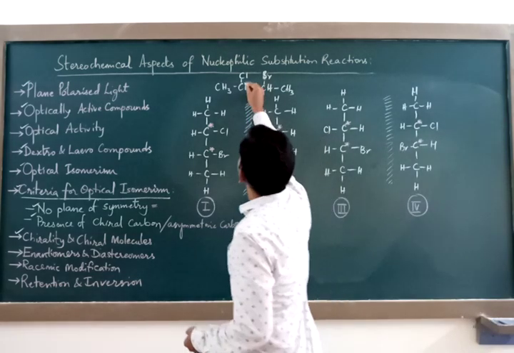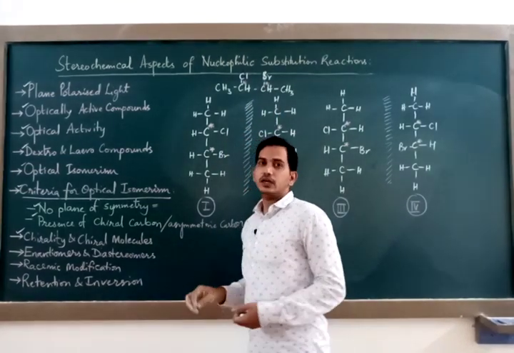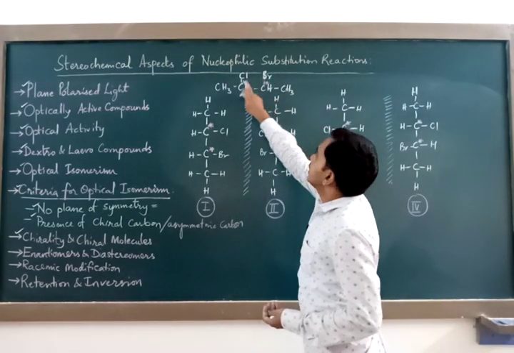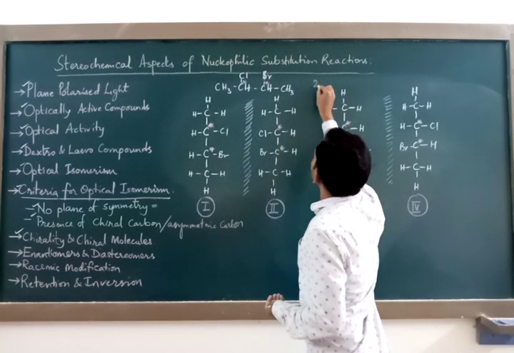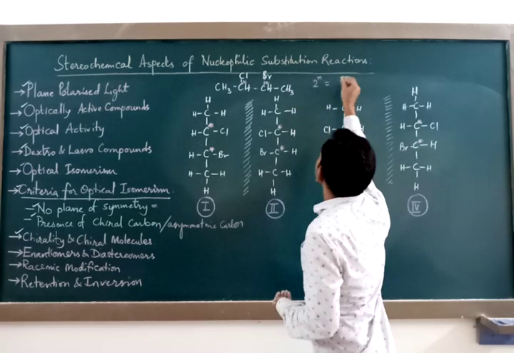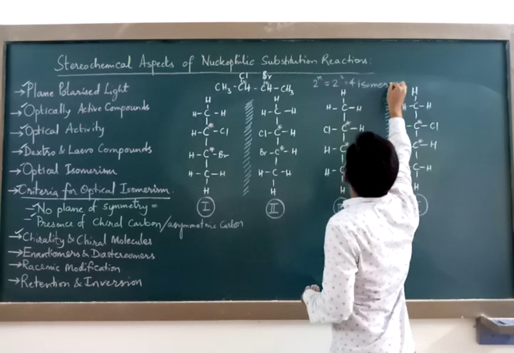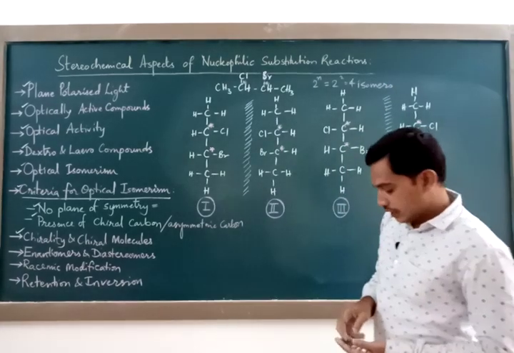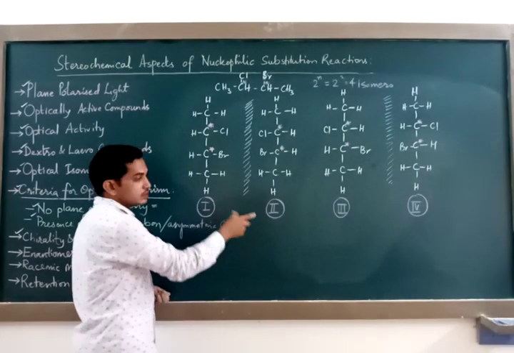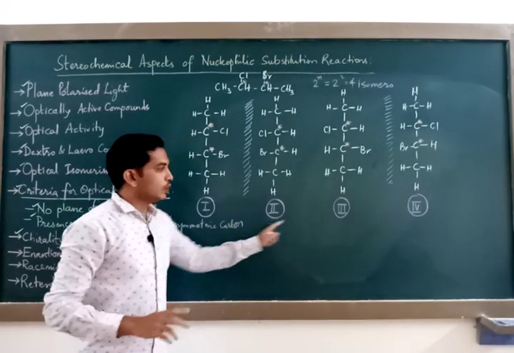Simply looking at asymmetric carbon atoms, you can tell how many isomers can be formed. There are 2 asymmetric carbon atoms. So the 2^n formula is followed, where n is the number of asymmetric carbon atoms. So 2 to the power 2 is 4 isomers possible for this compound. These are the 4 isomers. Now in these 4 isomers, isomers 1 and 2 are mirror images. 3 and 4 are mirror images. 1 and 3 are not at all linked, 2 and 4 are not at all linked.